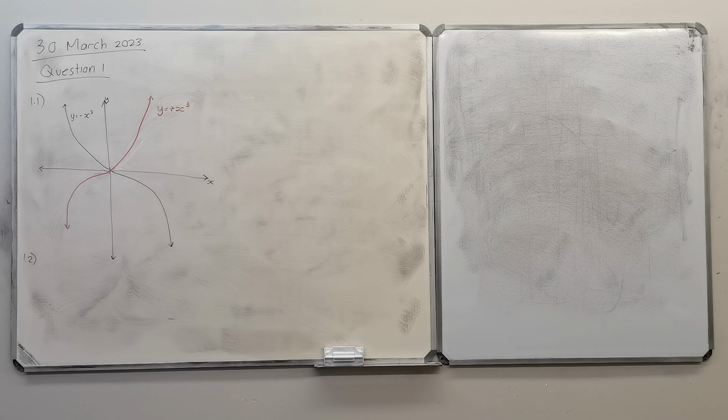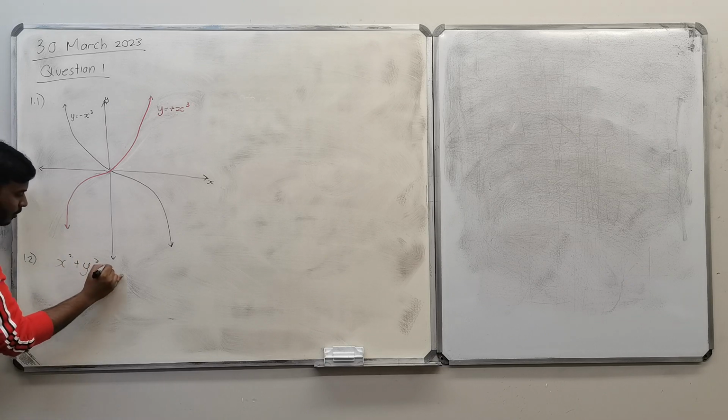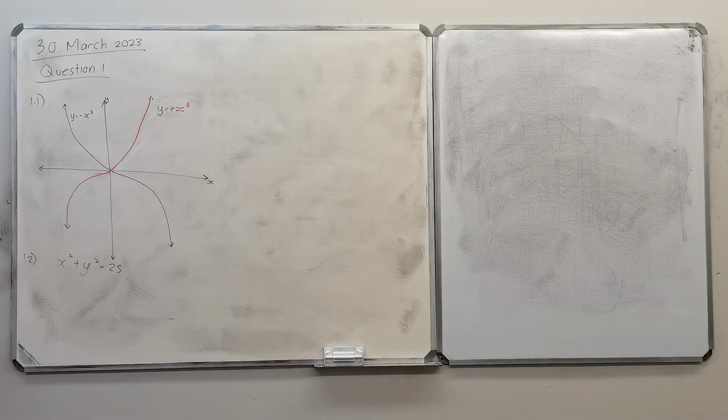Okay, so let's draw the graph. They give you x squared plus y squared equal to 25. Looking at this, what type of graph is it?